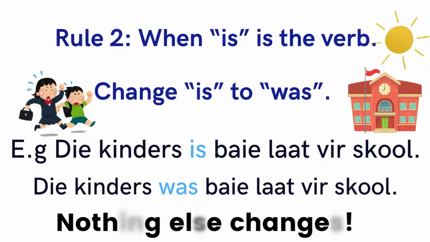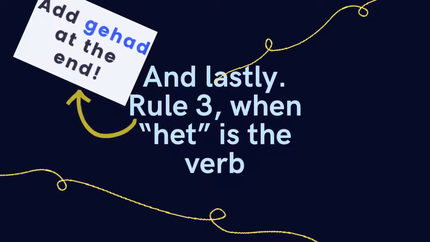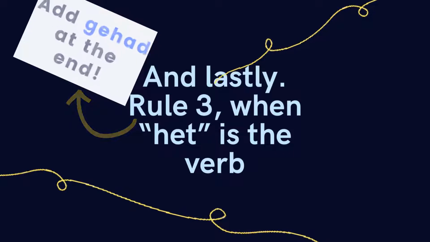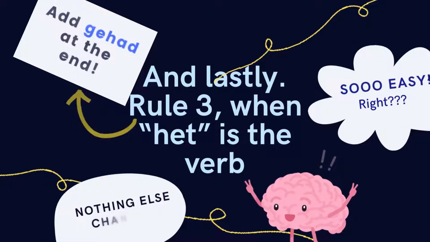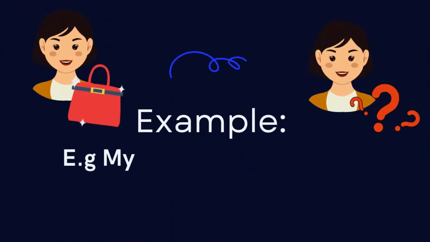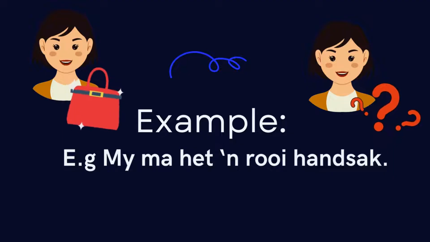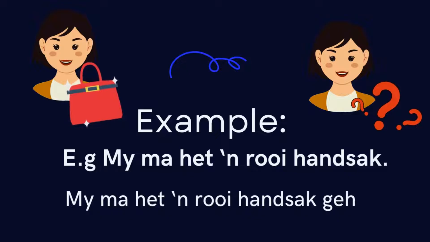And lastly, Rule 3, when het is your verb. To change a sentence that has het as the verb to Verlede Tyd, we simply add gehad at the end of the sentence. Let's look at an example. My ma het 'n rooi handsak. Het is our verb, my ma is the subject, and that is why verb 1 being het is placed directly after your subject. My ma het 'n rooi handsak gehad. So we added gehad at the end of the sentence.